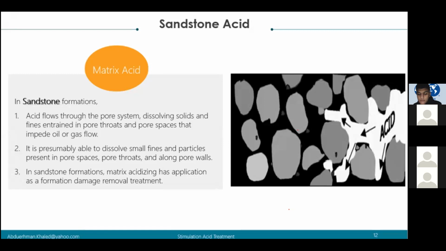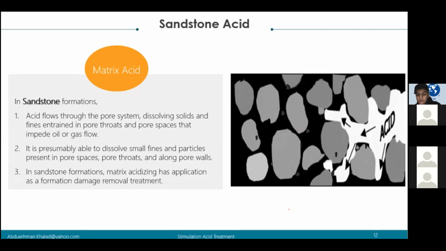So in sandstone, we are talking about matrix acidizing treatment, which should be designed primarily to remove or dissolve the damage or plugging in the perforations and the formation near the wellbore. And theoretically, as you can see here in this picture, the acid flows through the pore system, dissolving solids and fines that exist in the pore throats that restrict the fluid flow.